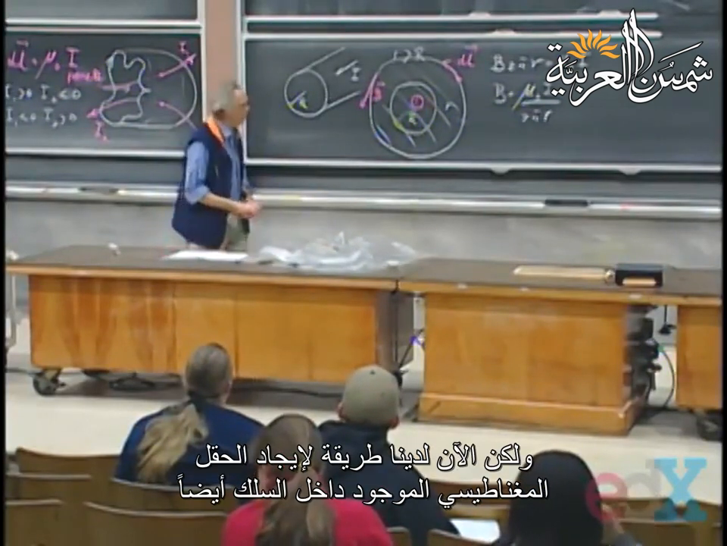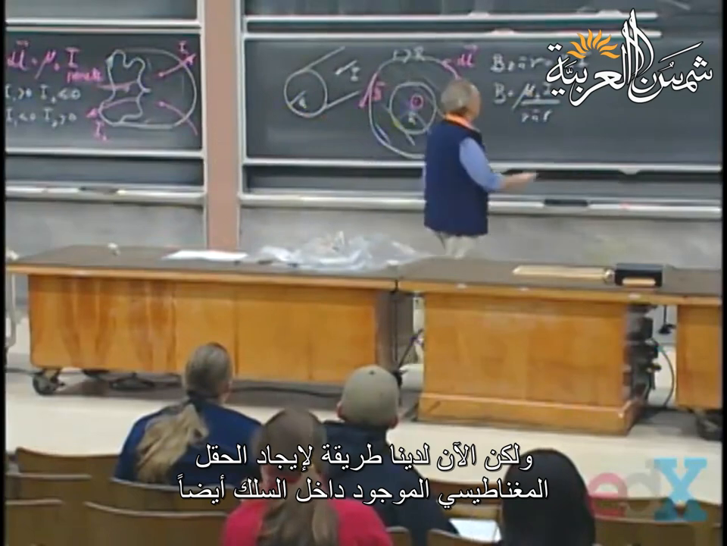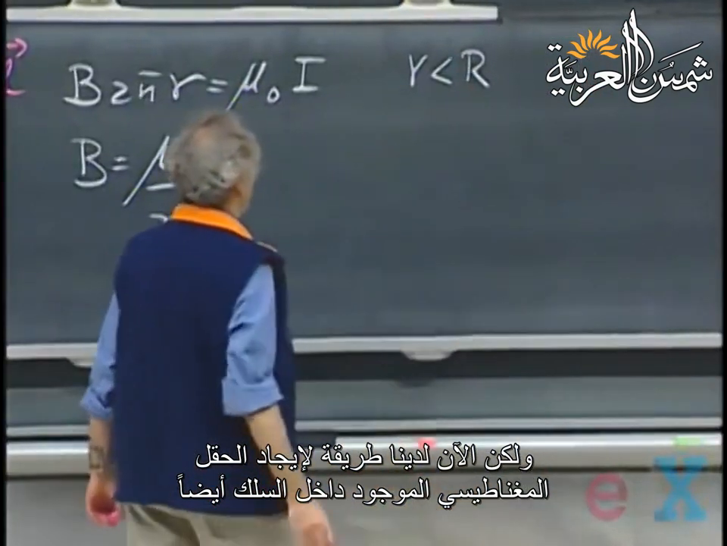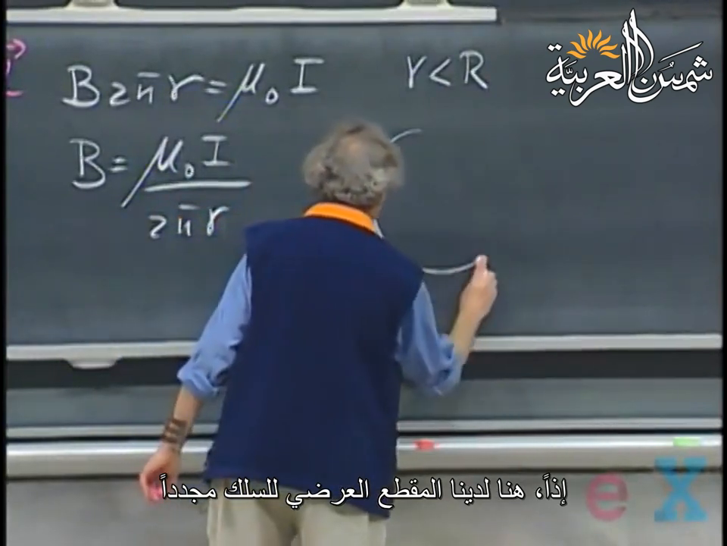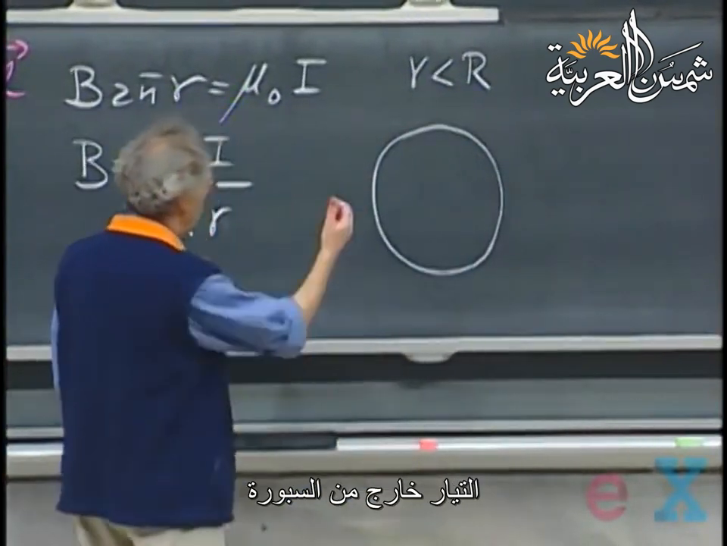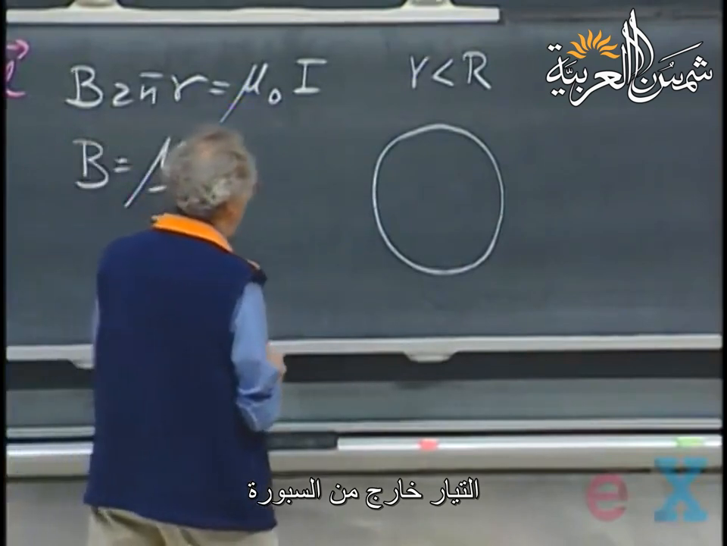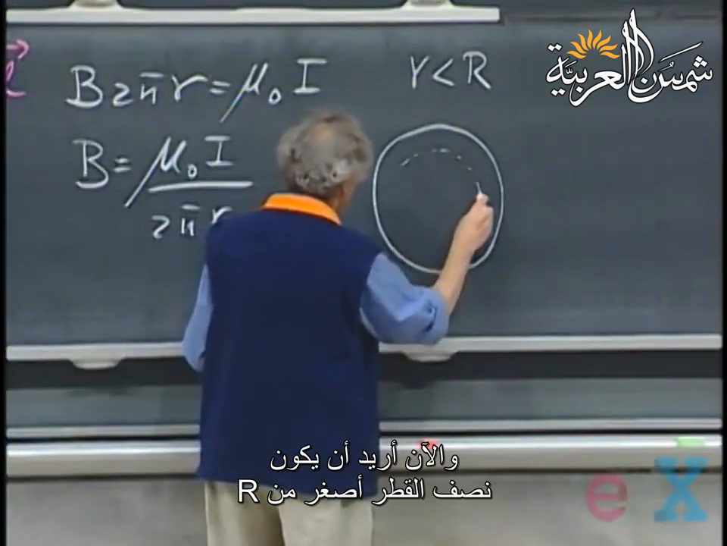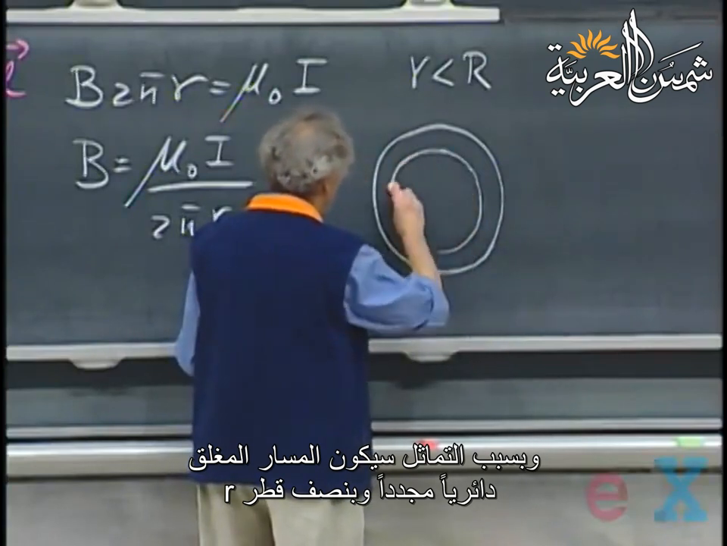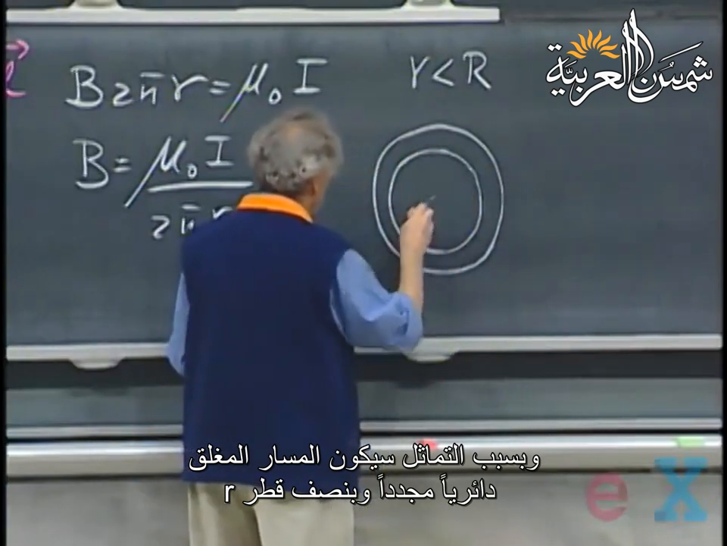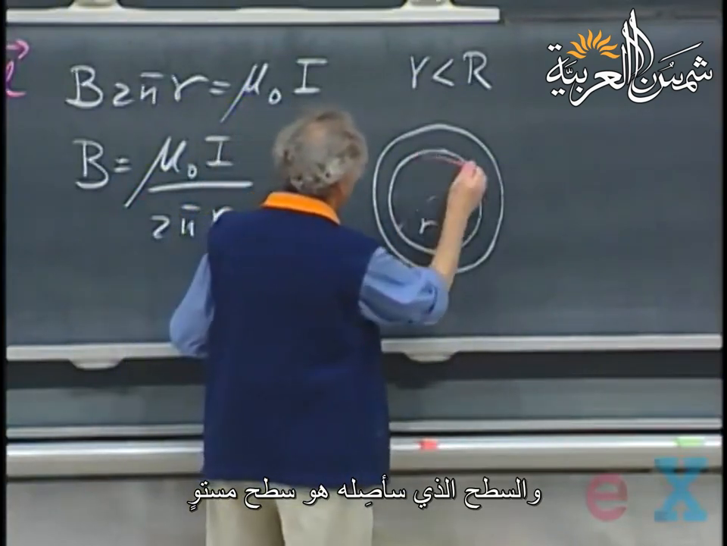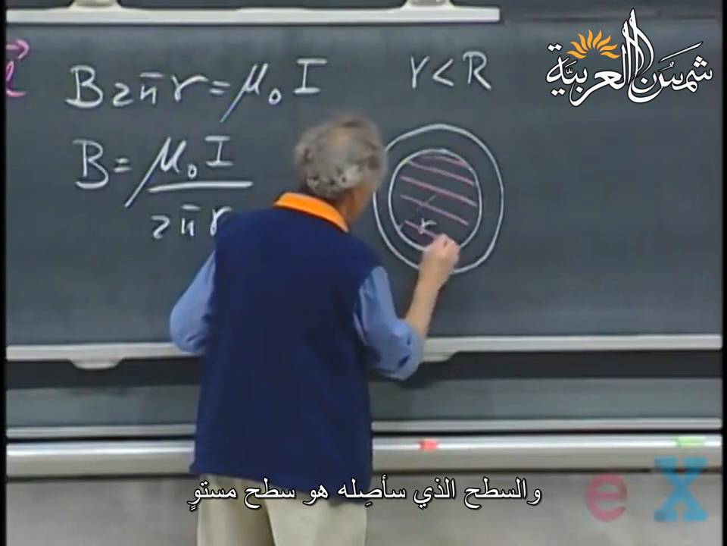But now we have a way of finding the magnetic field also inside the wire. So here we have the wire again, the cross-section, current coming out of the blackboard. And now I want a radius which is smaller than capital R. And of course, my closed path, again for reasons of symmetry, is going to be a circle with radius r. And my surface that I attach is a flat surface.